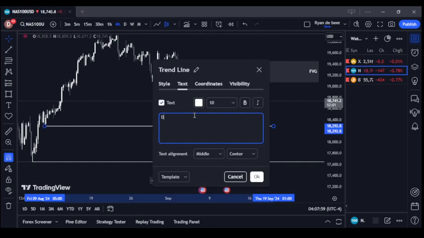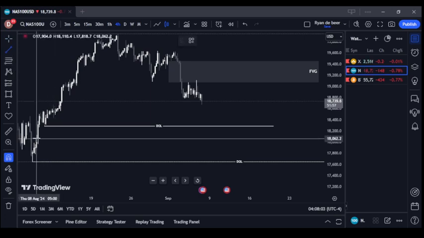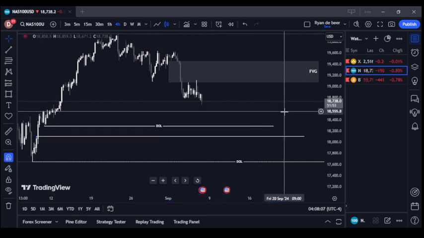Now this was not part of the trade. Just want to mark this out real quick. Got this bottom of this 4 hourly bullish fair value gap.